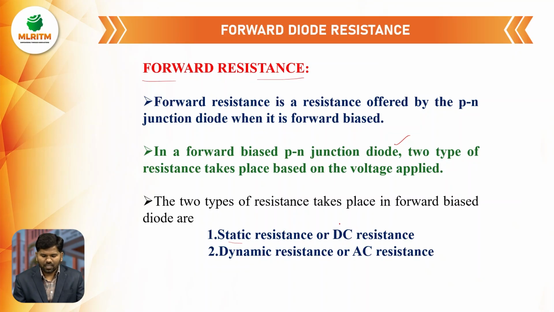The two types of resistance are, the first one, static resistance or DC resistance, and the second one, dynamic resistance or AC resistance.